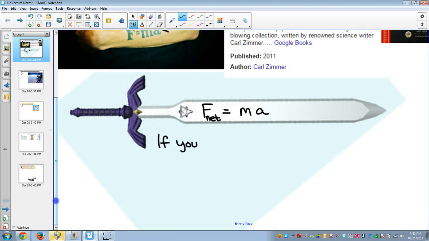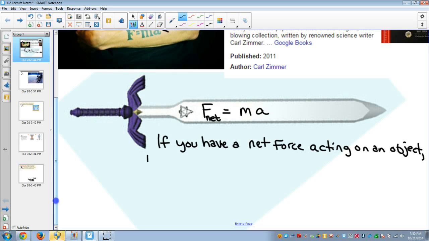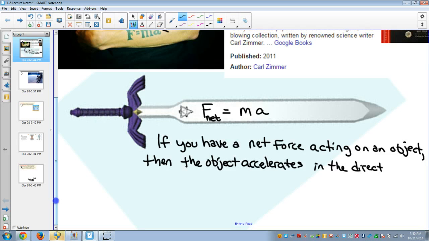If you have a net force acting on an object, then the object accelerates in the direction of the net force. This is a huge, huge, huge statement.